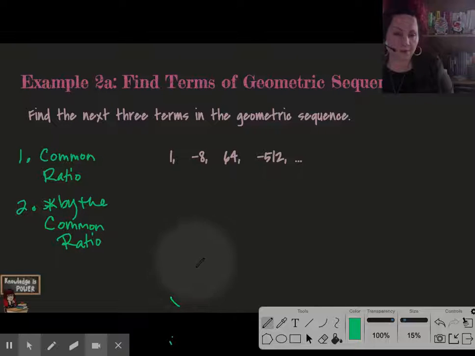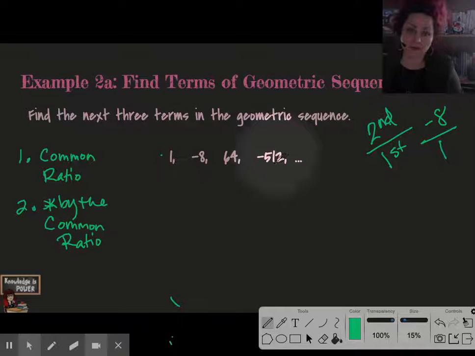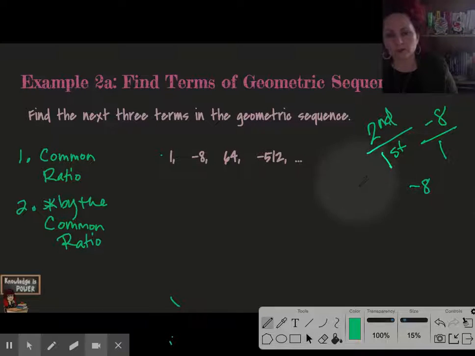So here we go, common ratio. Take the second term and divide it by the first. So here we go. Second, -8. And the next one, 1. Oh, look, that's kind of weird, right? It's positive, negative, positive, negative. Okay, let's see if it works. So -8 divided by 1 is -8. So our theory is that we have a common ratio of -8. Let's see if it works.